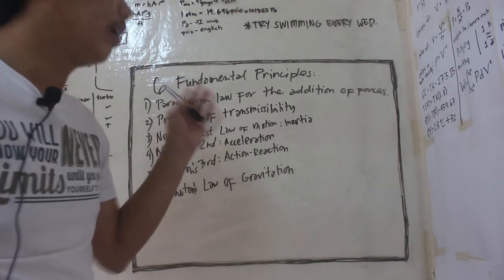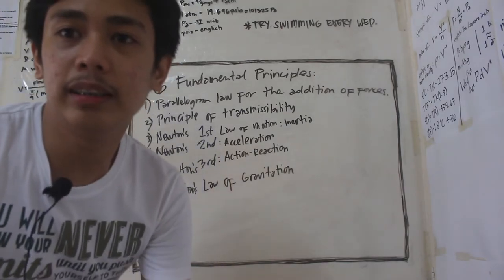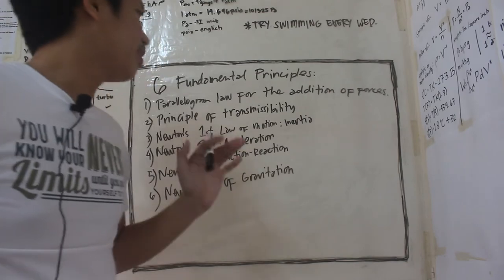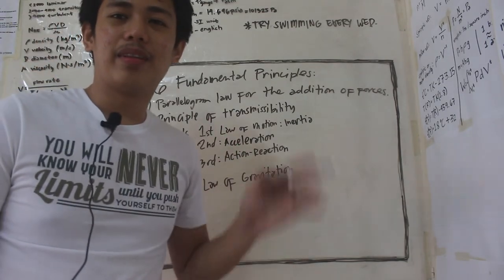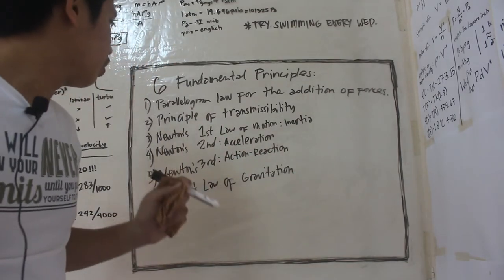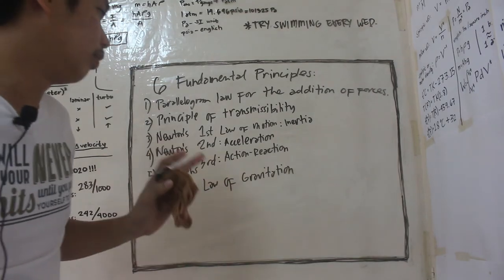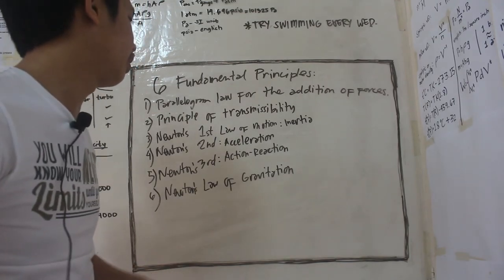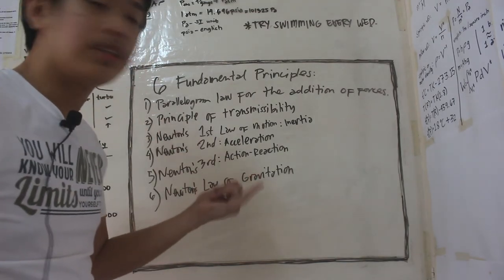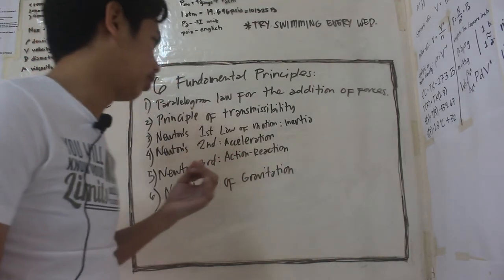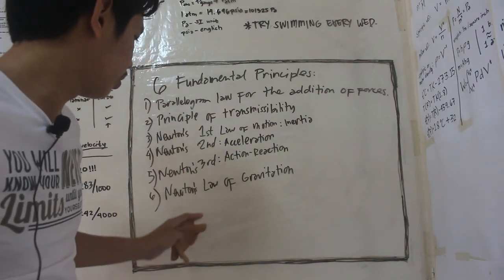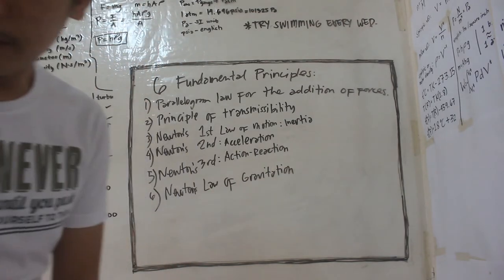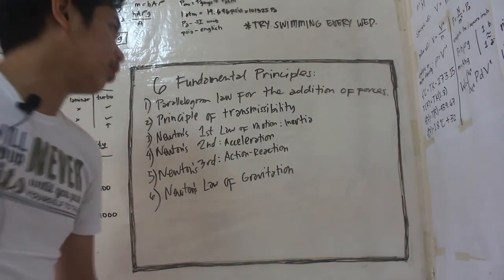The first is the parallelogram law of addition of forces. The second one is the principle of transmissibility. The third, fourth, and fifth are Newton's first, second, and third laws of motion, which are the law of inertia, law of acceleration, and law of action-reaction. And the last one is Newton's law of gravitation. So let's start with the parallelogram law of addition.